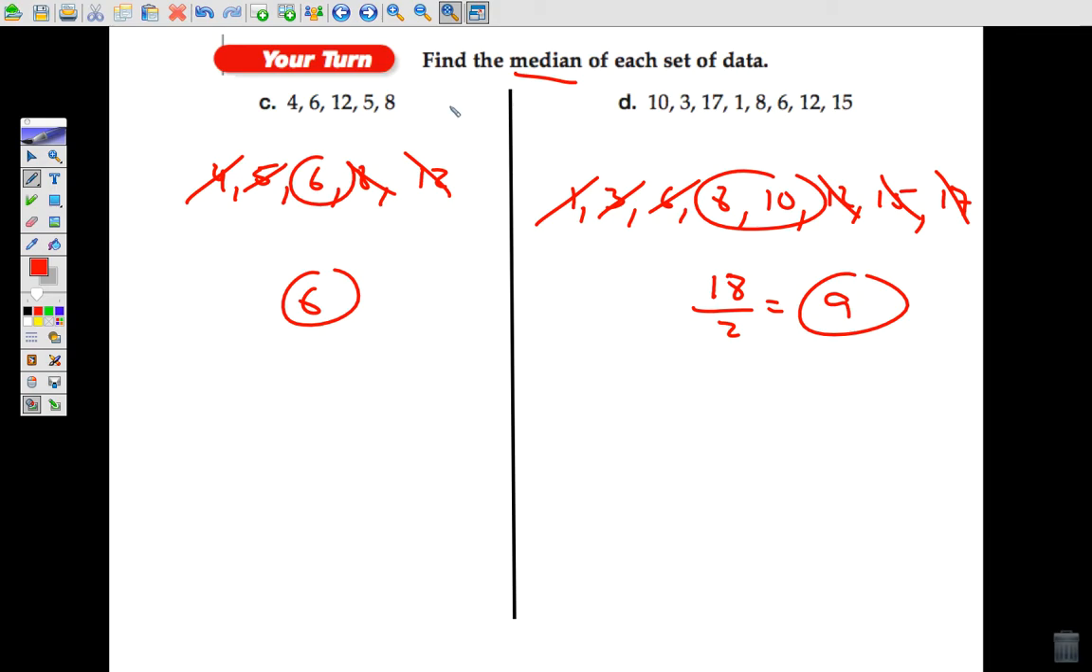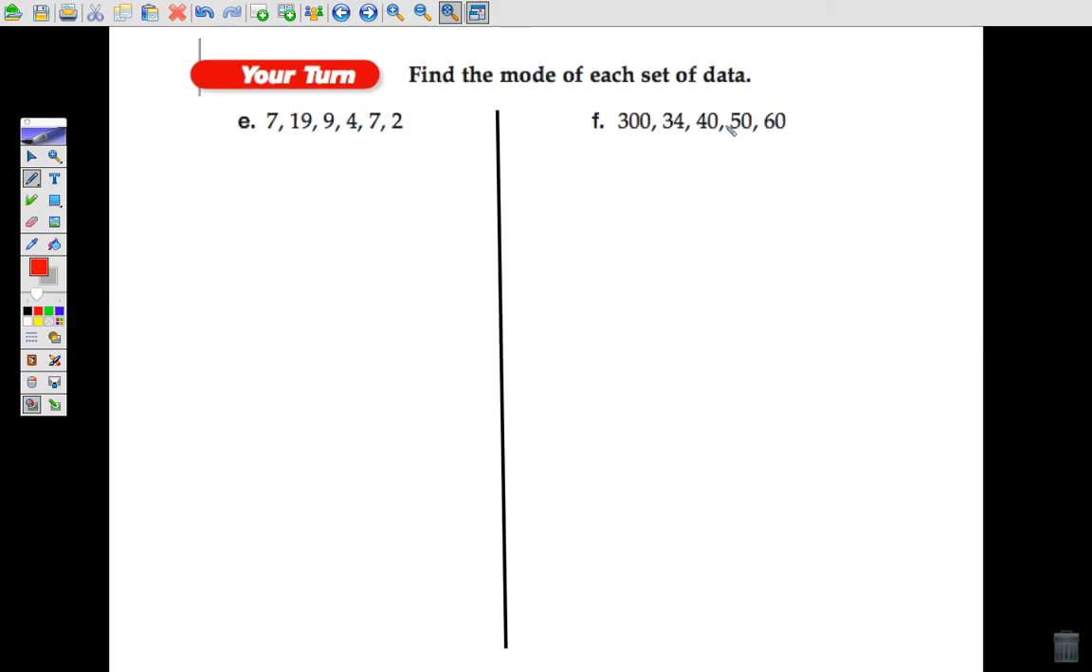Okay? Now, in the next ones, you don't have to stop the video. We can just look at this together. If I ask you to find the mode of this set of data right here, it looks like I have a 7 here and a 7 there. So the mode would be 7. And in this case, it looks like I have no repeats, so I would say that there's no mode on this one. Okay? So that's mean, median, mode.